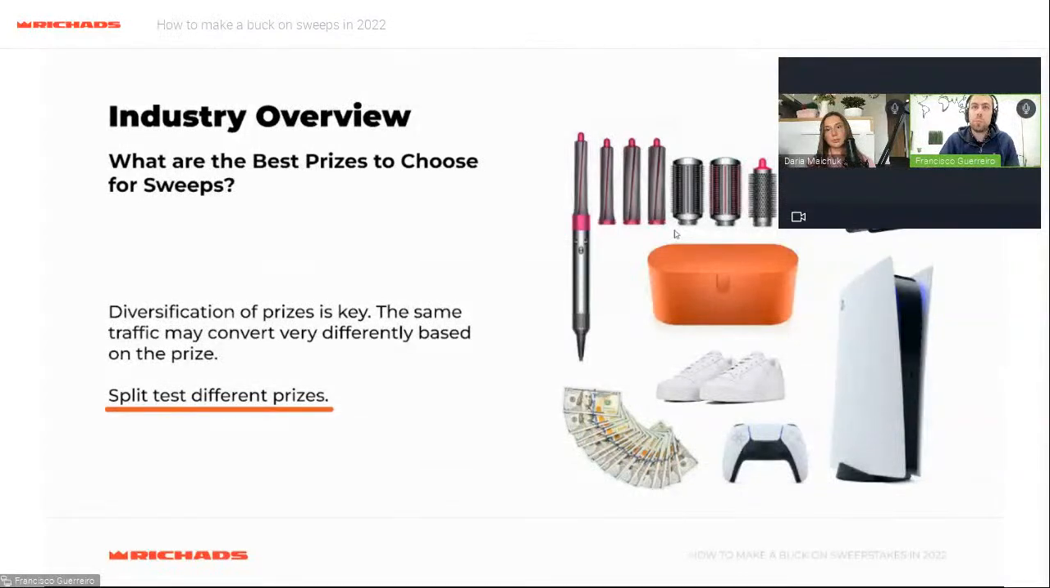But the prize of the sweepstake or the contest is three very different things. The fact that the prize is different can affect the performance of the offer, and you might see very different results based on this. So it's crucial that you split test different prizes, even if the traffic is the same.